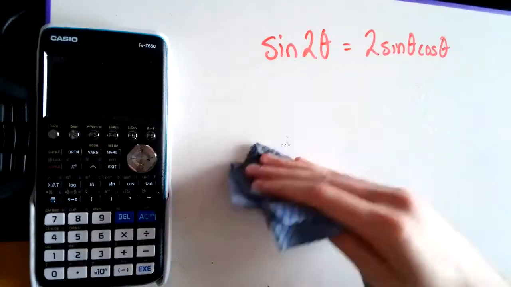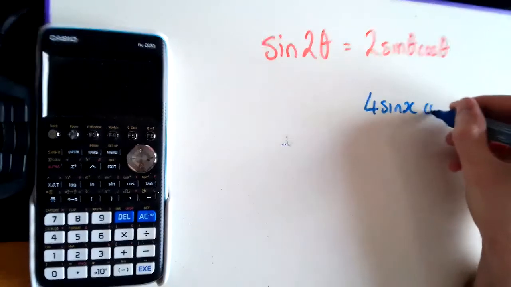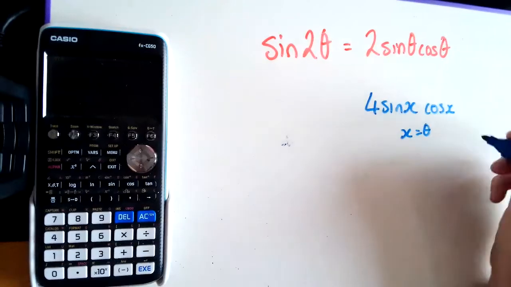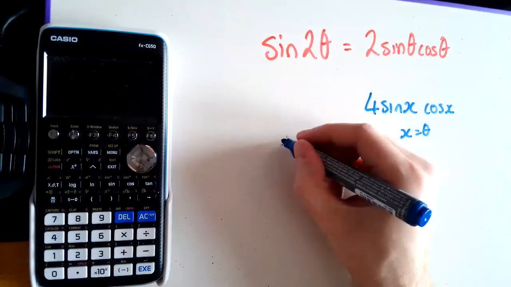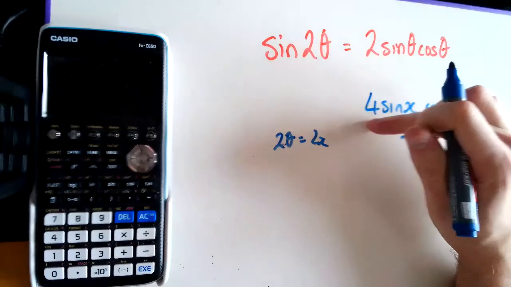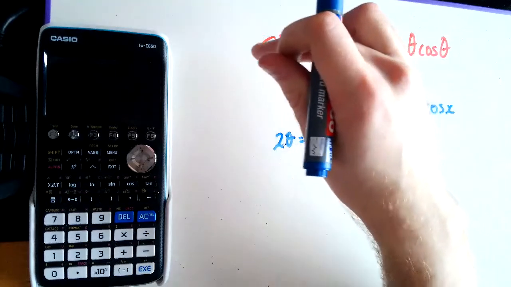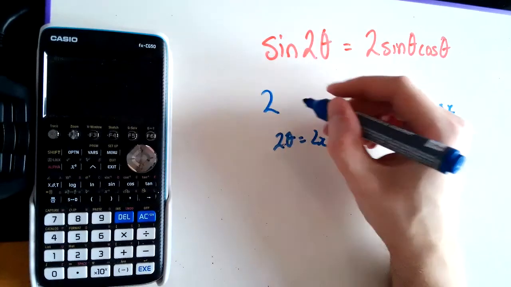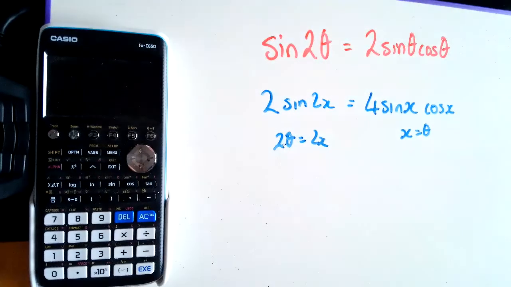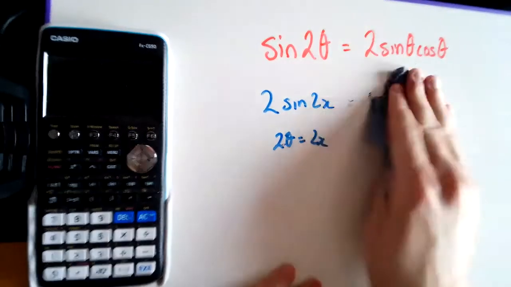Okay, let's try 4 sine x cos x. Well, again, x and theta are the same thing, that's what I want. That means over here, 2 theta would be 2x. Now, I want 4 this time, but I've got 2 there, so I need to times this side by 2. So I would get 2 sine 2x. So just give that. Okay, and one more, then we'll go back to that equation.